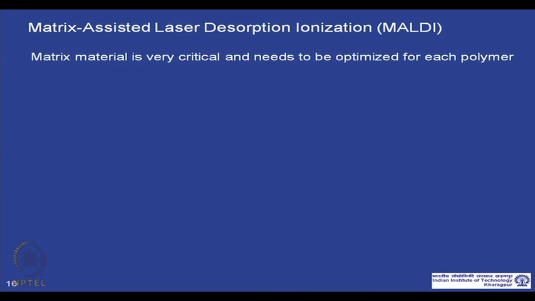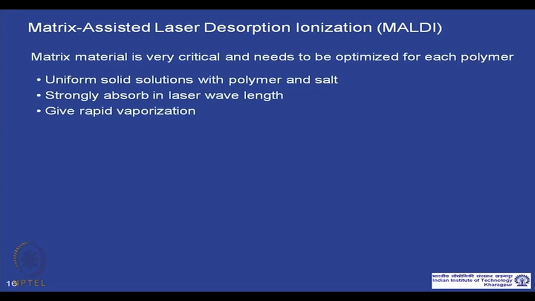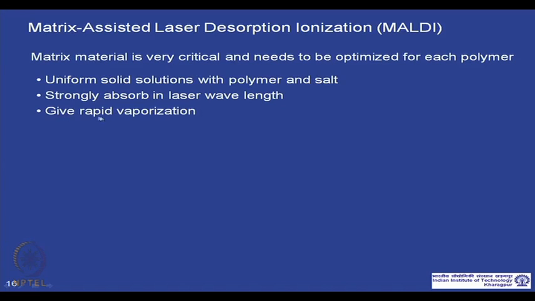In MALDI, the choosing of matrix is very critical, and it needs to be optimized for every polymer sample. It must form uniform solutions with the polymers and the added salt. It must strongly absorb the laser wavelength, so that ionization and vaporization can take place, and it should give rapid vaporization.